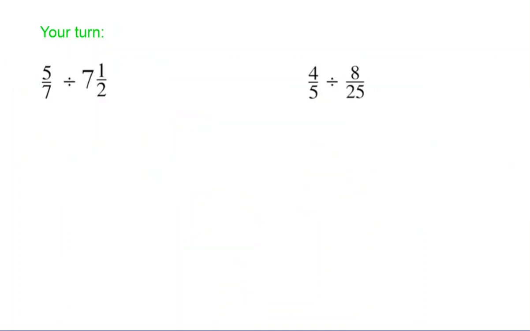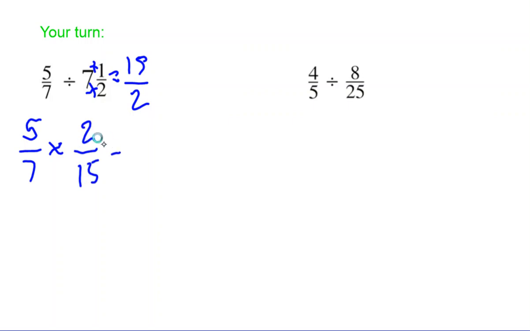Okay, we got 2 more examples for you. 5/7 divided by 7 and 1/2. So we can keep that 5/7, change that division to multiplication, and then change this mixed number into an improper fraction. So times and plus. 2 times 7 is 14, plus 1 is 15 over 2. And we need to take the reciprocal of that. So our fraction would turn into 2 over 15.